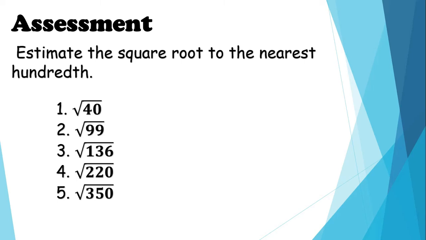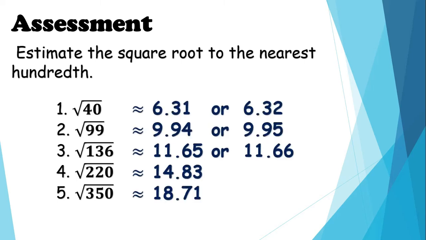Okay, let's check if your answers are all correct. For number 1, we have 6.31 or 6.32. Number 2, we have 9.94 or 9.95. Number 3, 11.65 or 11.66. Then number 4, 14.83. And number 5, we have 18.71 hundredths. So kung mapapansin nyo, ang symbol natin for approximation is this one. So, sabihin niyan, hindi siya exact na yun yung pinakang sagot natin for the square root of 40. It is by estimation or approximation.